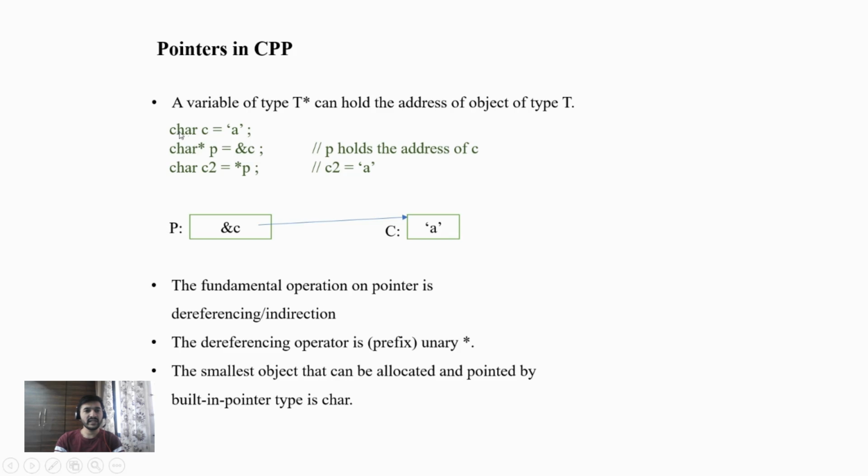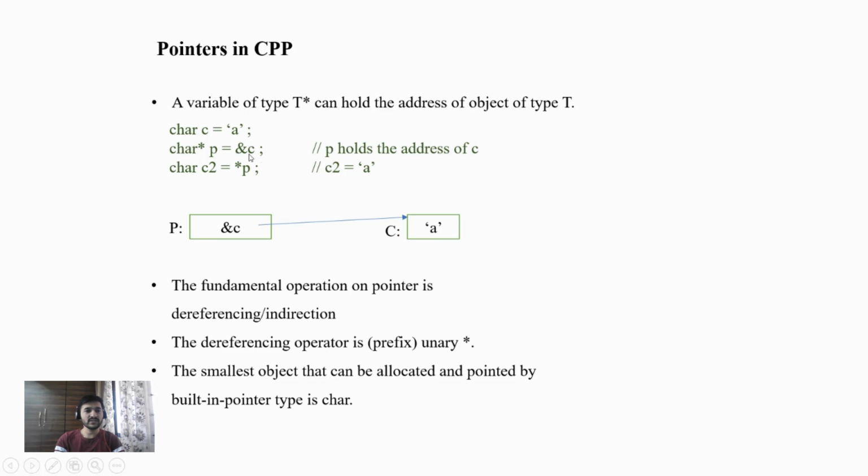I have created one variable of type char named c, which holds one character. Now, how to create a pointer? A pointer is created using char star. Okay, so char star p equal to ampersand c.